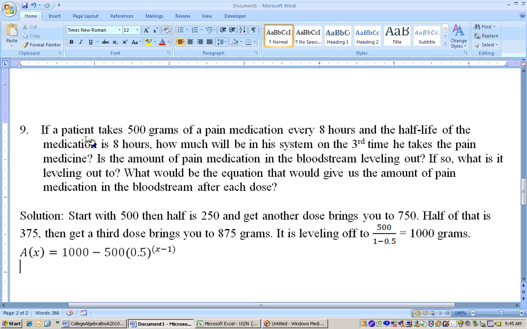Almost forgot problem number 9 here. It says if a patient takes 500 grams of pain medication every 8 hours and the half-life of the medication is 8 hours, how much will be in the system on the third time he takes the pain medicine? Okay, well, let's go ahead and do that part first.